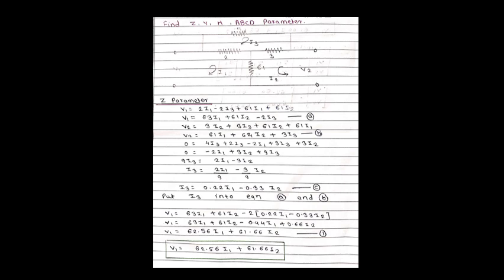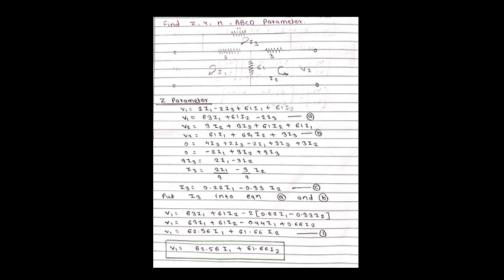For the Z parameter, by using mesh analysis, V1 is equal to 2I1 minus 2I3 plus 61I1 plus 62I2. So V1 is equal to 63I1 plus 62I2 minus 2I3. V2 is equal to 3I2 plus 3I3 plus 61I2 plus 61I1. Now V2 is equal to 61I1 plus 64I2 plus 3I3.